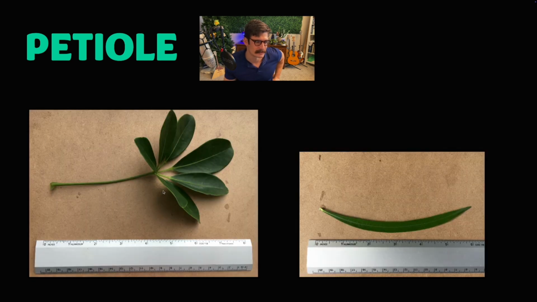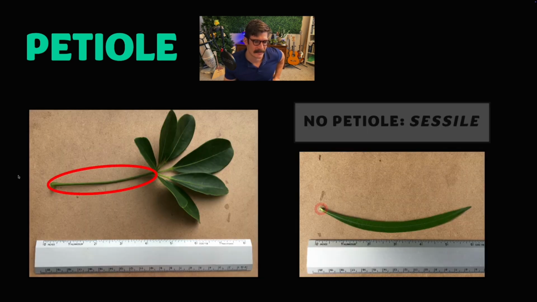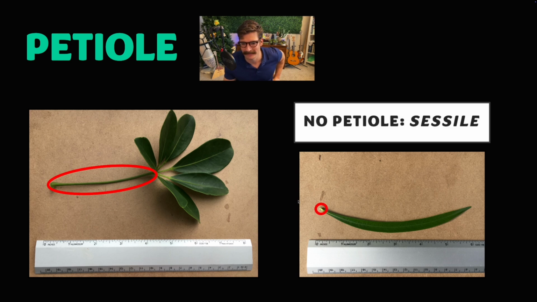So these are examples of petiole. This leaf has a really long petiole, and if it has no petiole, it's called sessile. So this is one leaf.